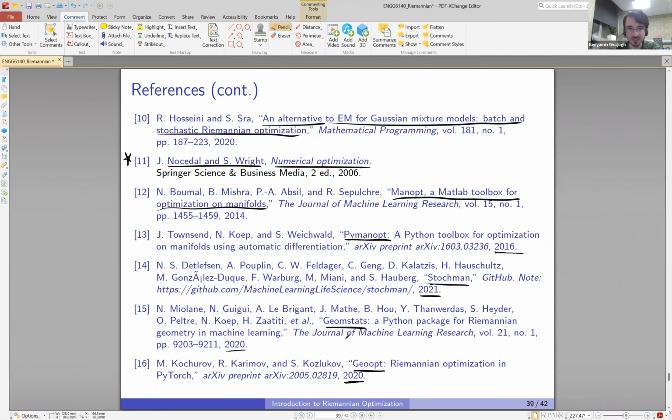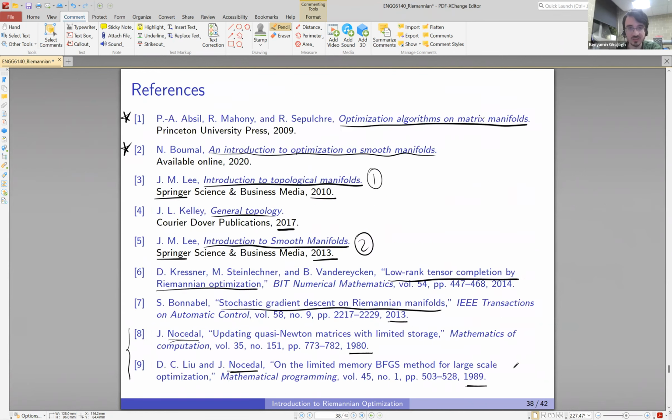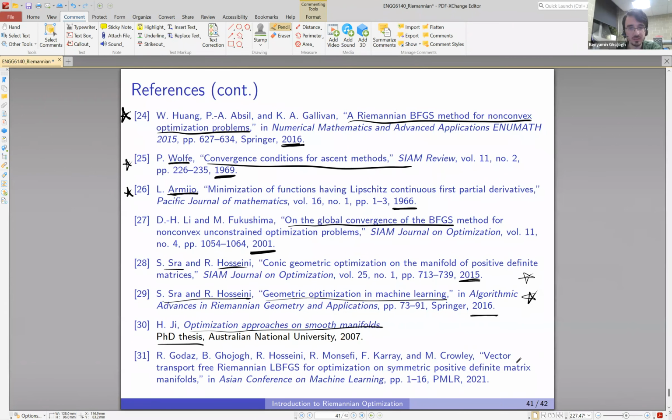Chapter 7 of this, I guess, as far as I remember. Here, yes, I mentioned that. So it's a direct extension of Euclidean BFGS to Riemannian spaces. Chapter 7 of this thesis at the Australian National University.